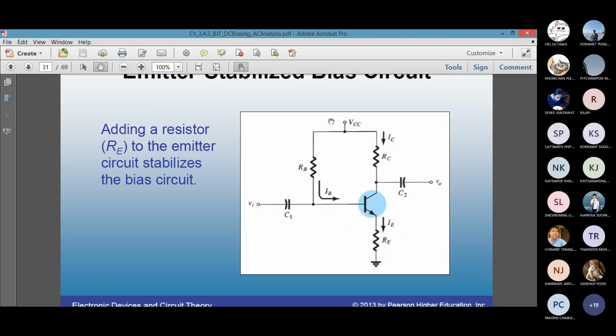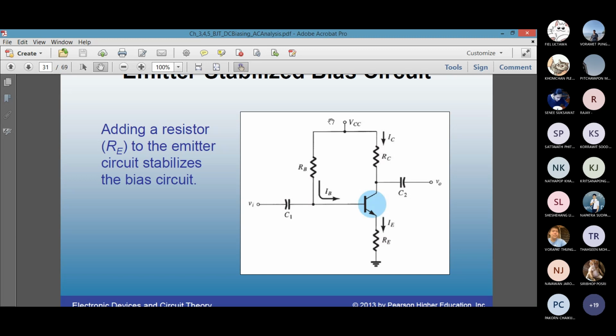When you add an emitter resistor, the circuit becomes more stabilized because beta is something that changes with temperature. When beta changes, the output can change a lot. The output voltage and output current both can change. You don't want that to happen. When you add the emitter resistor, the output will still change, but not as much. That's why emitter bias is more stabilized than the fixed bias.